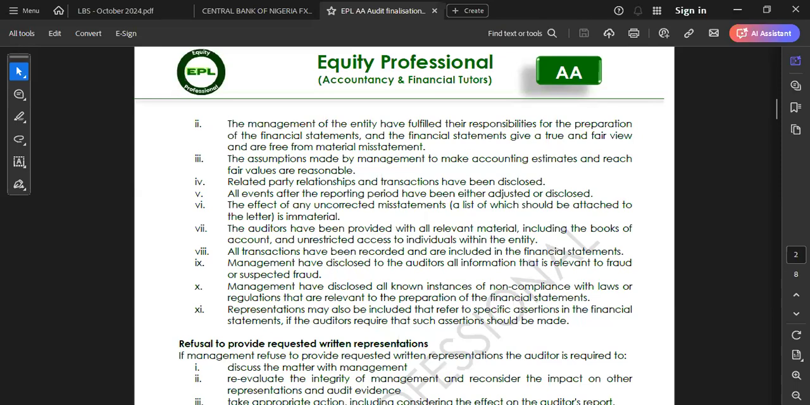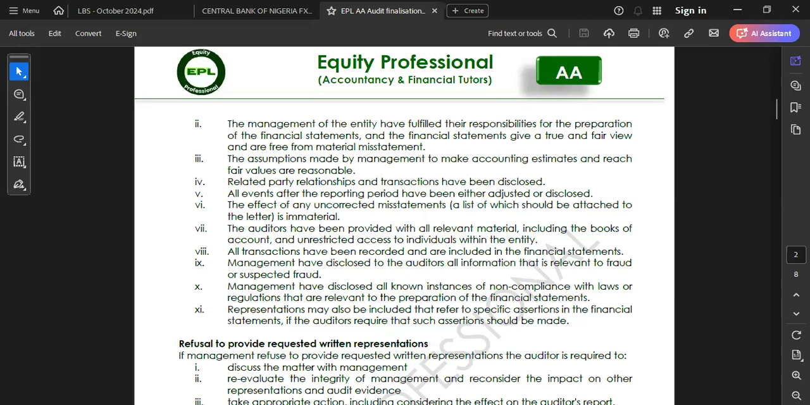Then the next thing is that the auditor must also be provided with all relevant material, books of account, and unrestricted access to individuals and the entity. One of the terms of the audit engagement is that all books of accounts and access to individuals as much as necessary should be granted to the auditors. So the auditor should not be striving to meet people or going up and down before he can get access to the document. No, in an audit, especially an external audit, auditors should have access to all books of accounts. This is even part of the auditor's rights: to have access to all books of accounts and unrestricted access to individuals in the company. So this will be stated in the letter too.